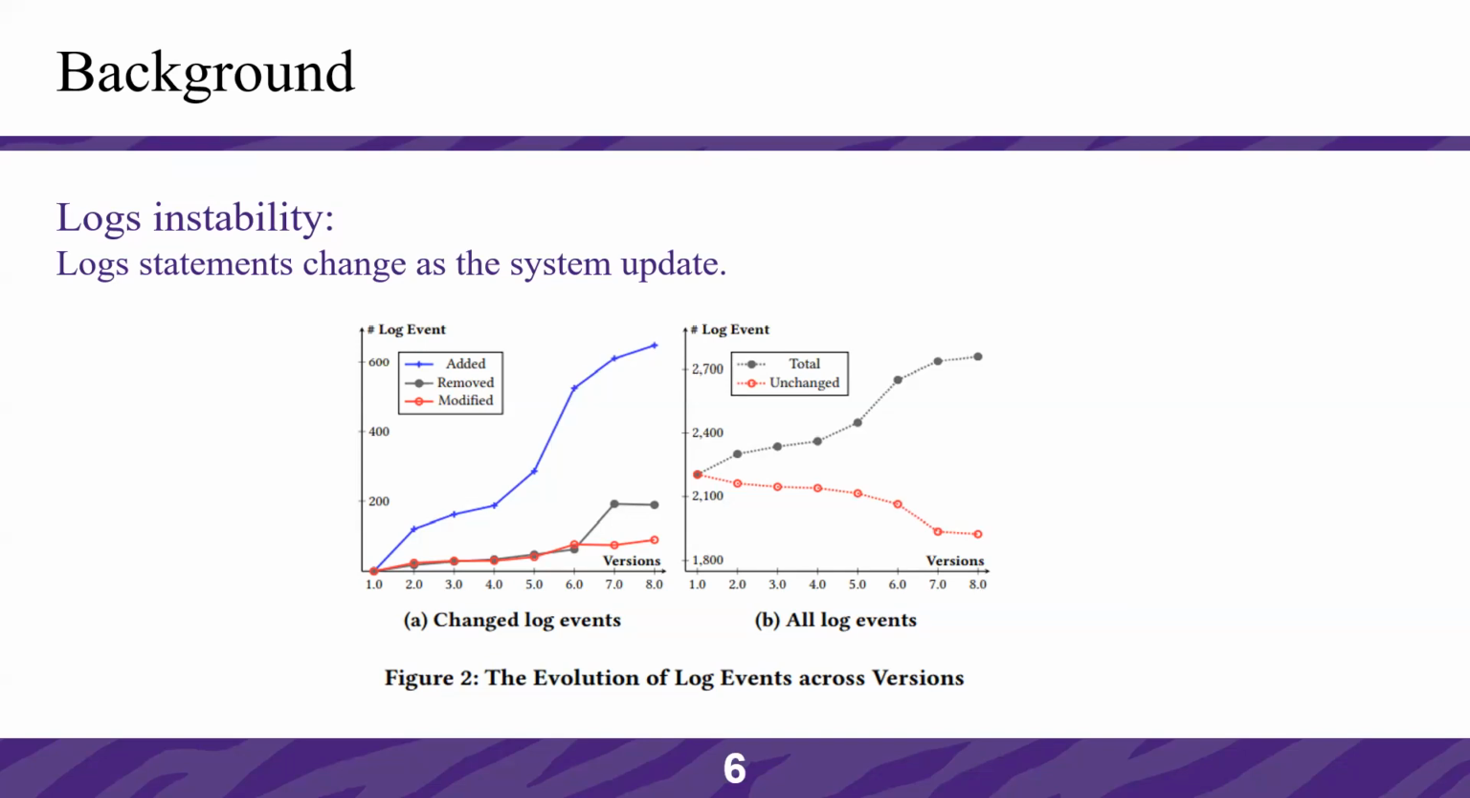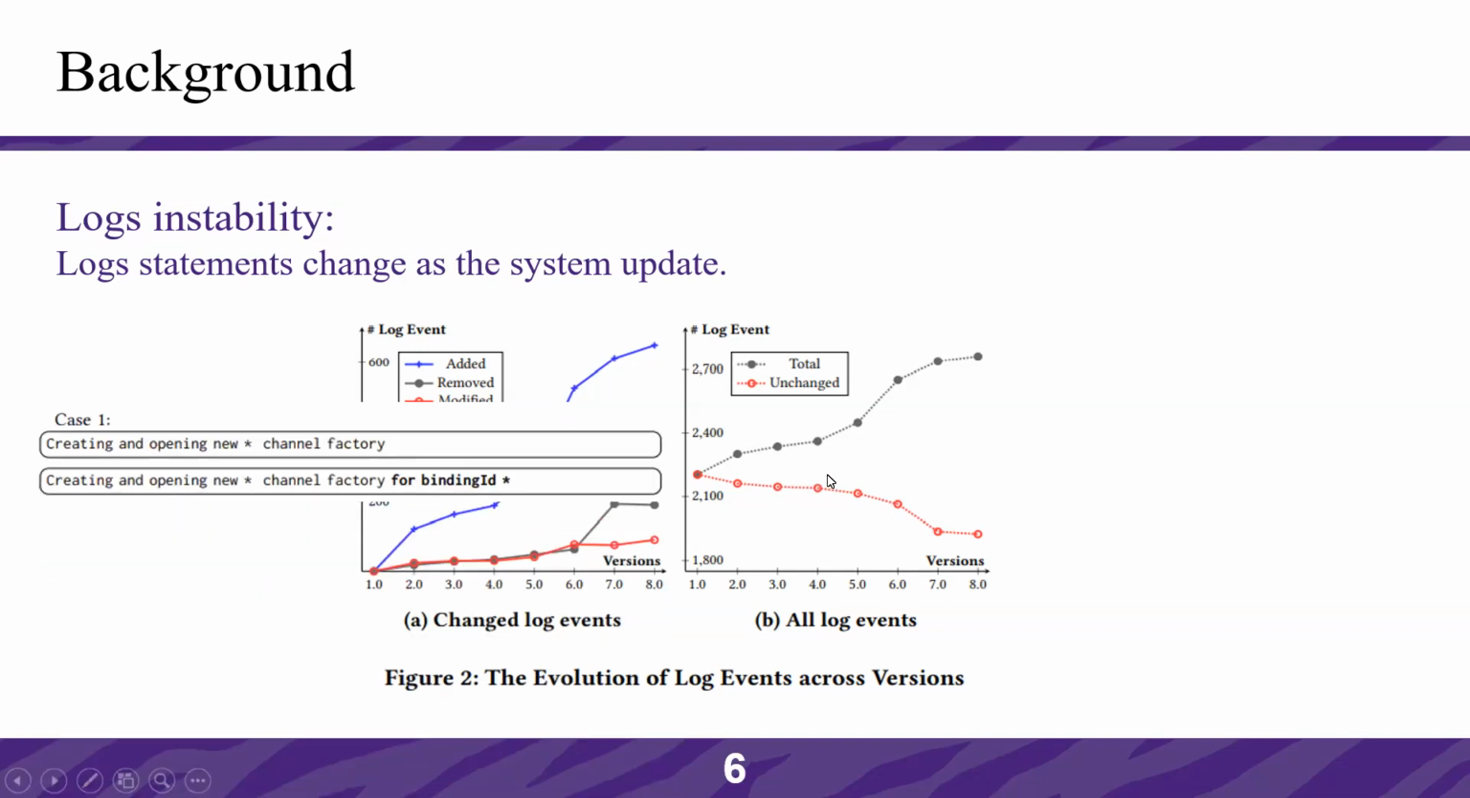As the system updates, the original log system changes, and the unchanged log events become fewer and fewer because more and more new types of log events come out. So this is the log instability.